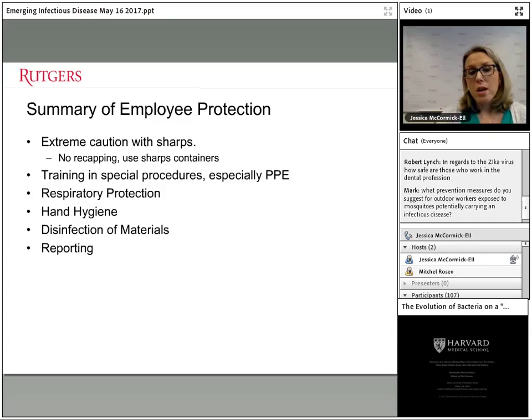Making sure that personnel have special training in personal protective equipment and understanding when different precautions need to be used. You know, droplet precautions are different than respiratory precautions. And that brings us into the PPE training, but also in respiratory protection and respirator training.